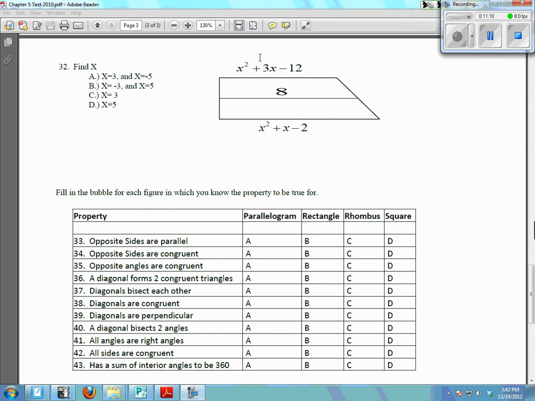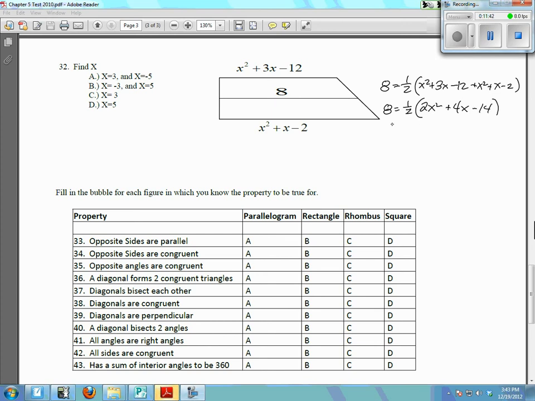Here we have a trapezoid. So I know that the mid-segment 8 is equal to half the sum of the two bases. So we got x squared plus 3x minus 12 plus x squared plus x minus 2. I got 8 is equal to half of, it's going to be 2x squared. I'm going to have 3x plus x is 4x. And then negative 12 minus 2 is negative 14.